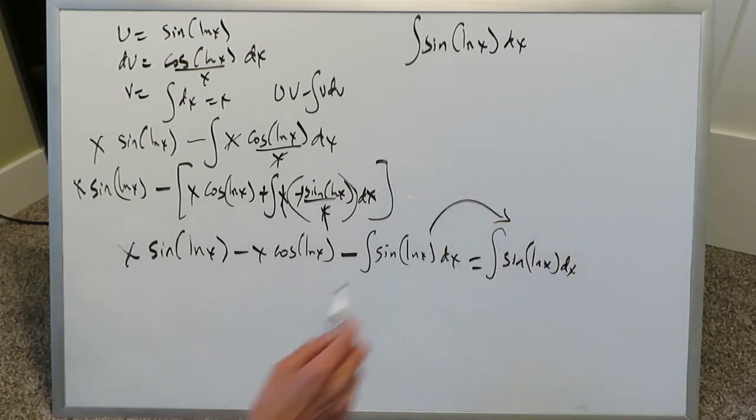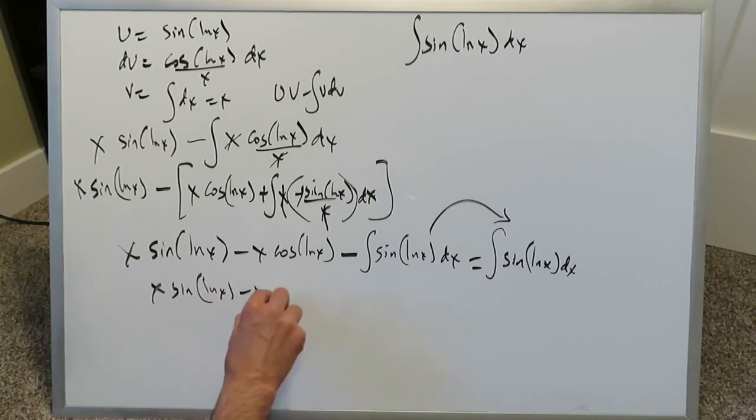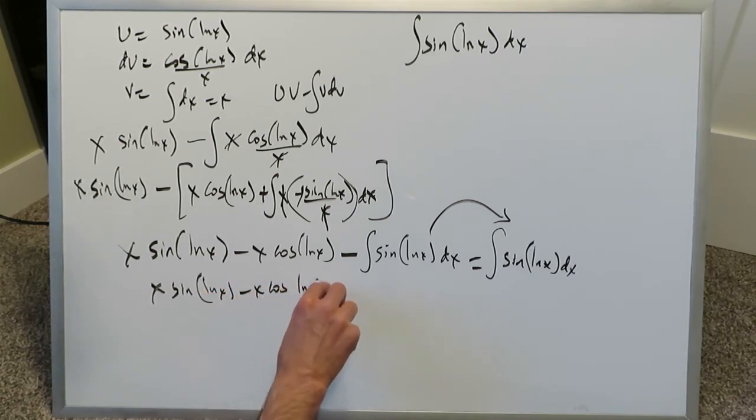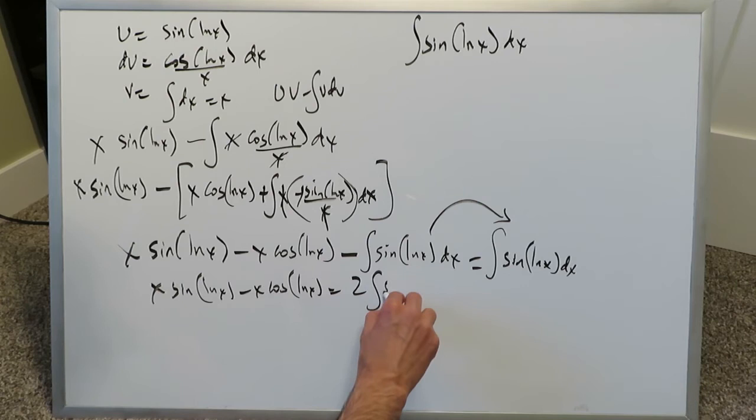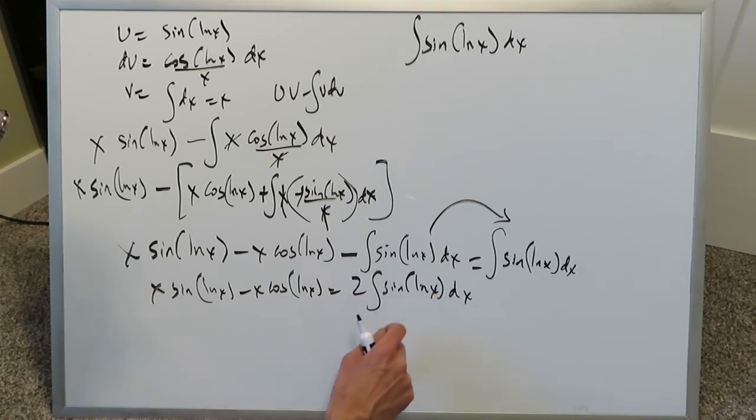You can take this on the other side and combine it. You'll have x sine ln x minus x cosine ln x is equal to 2 integral sine ln x. So this question required 2 rounds of integration by parts, and it requires you to do this extra technique to bring everything together and then actually solve for this.